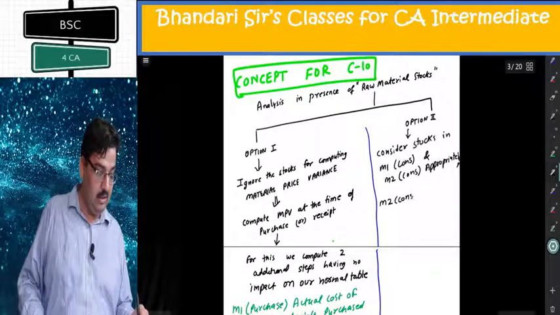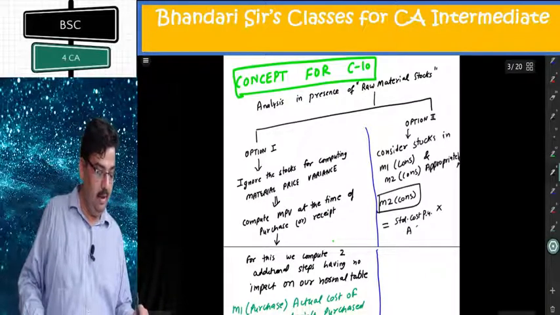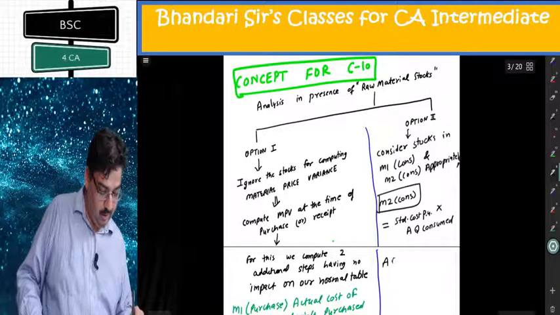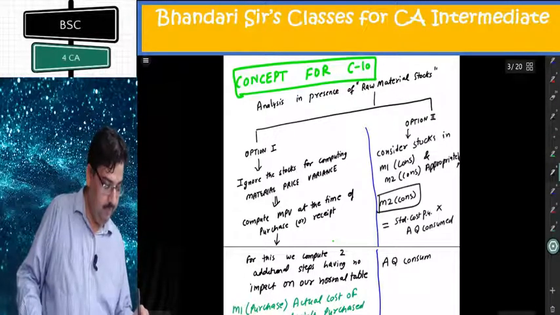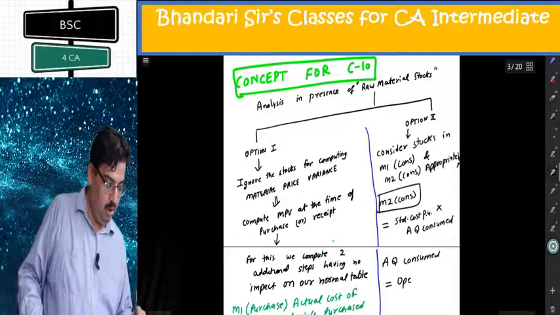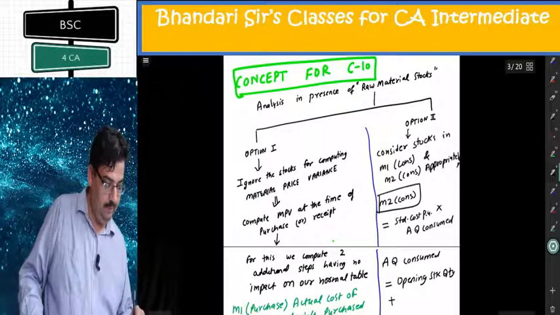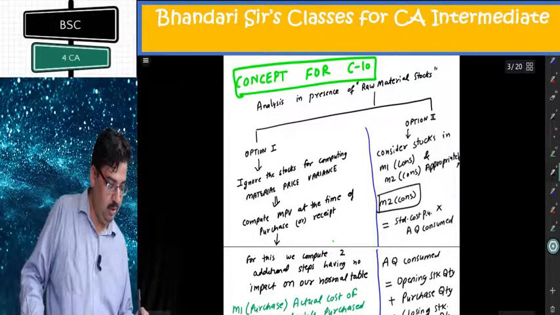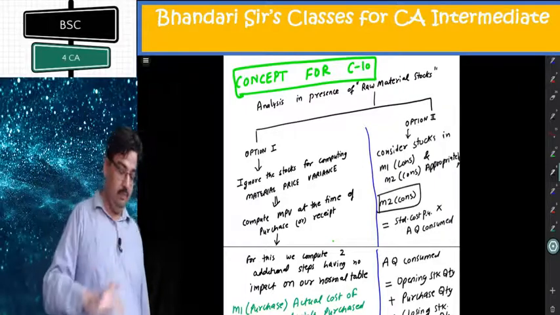Now M2 consumption is still simple: standard cost per unit multiplied by actual quantity consumed. And what is the actual quantity consumed? Opening stock quantity plus purchase quantity minus closing stock quantity. Now M2 consumption is easy.